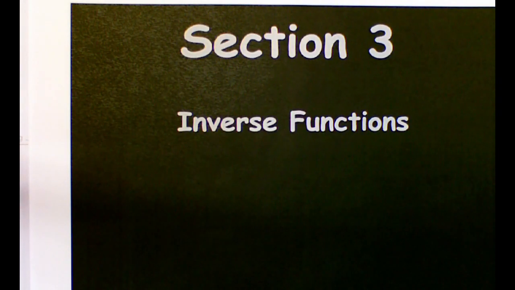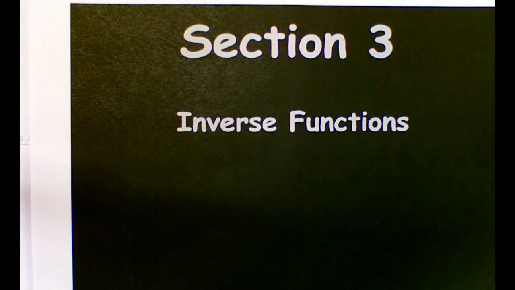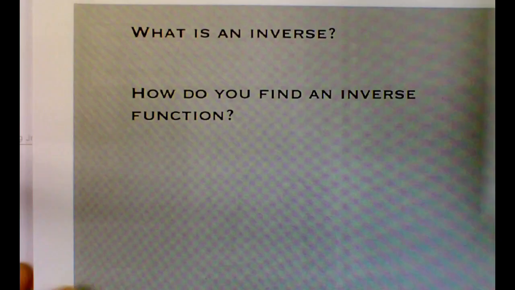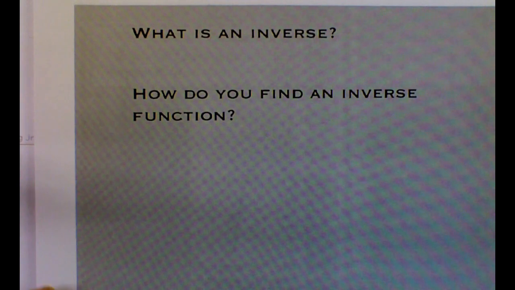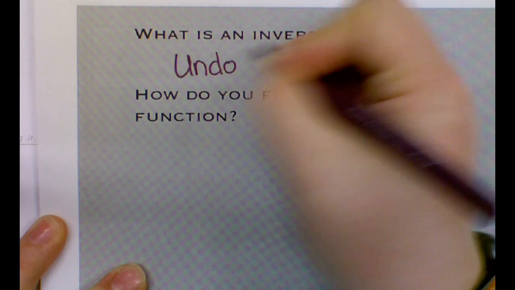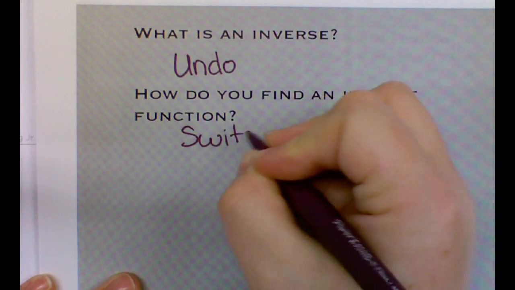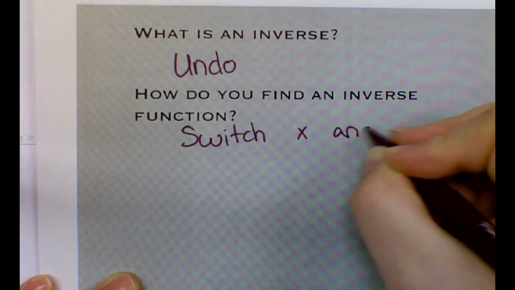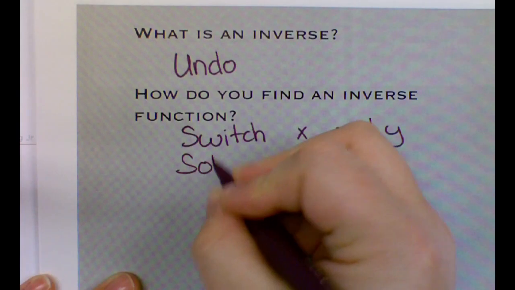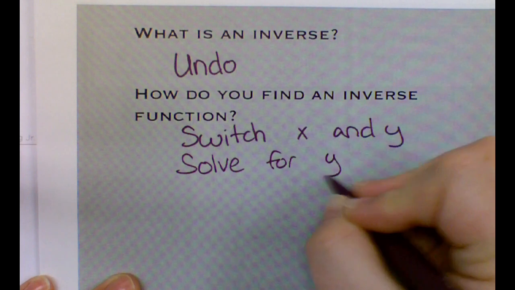All right, we are now going to skip ahead to section 3 and we are going to talk about inverse functions. We will do a little refresher about what an inverse function is, but a reminder that inverse functions undo each other. And to find an inverse function, you switch x and y, then solve for y.